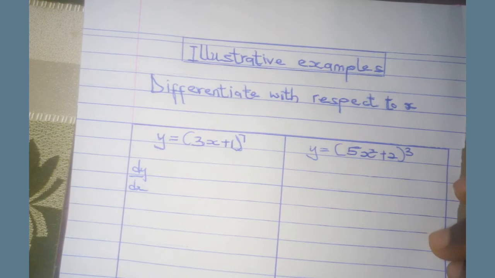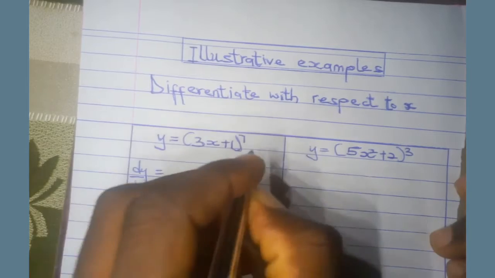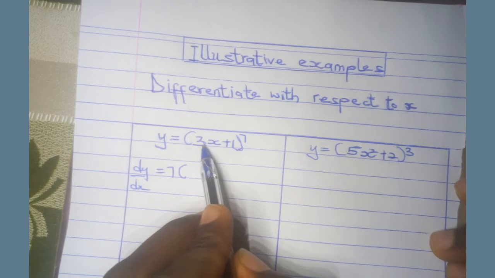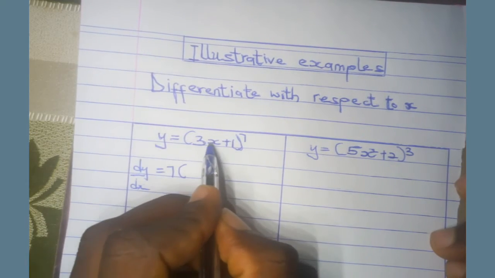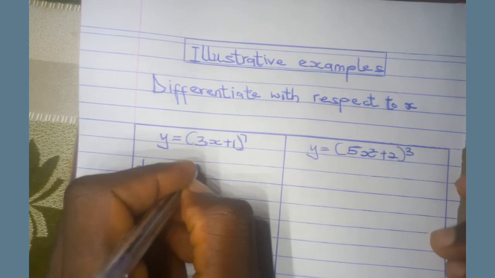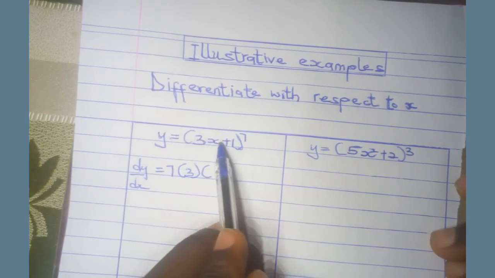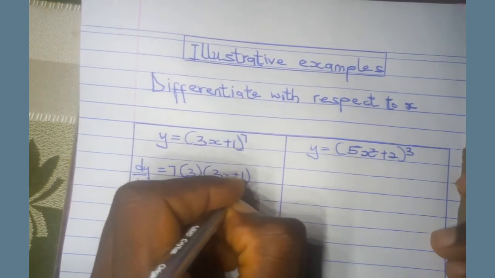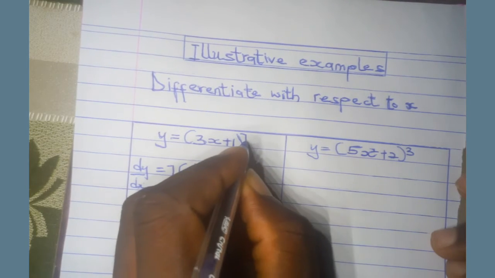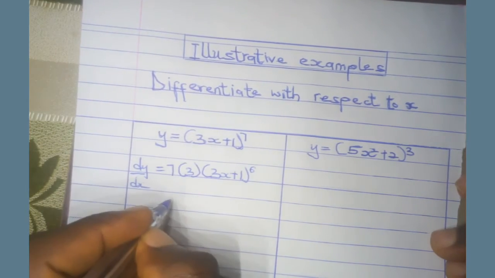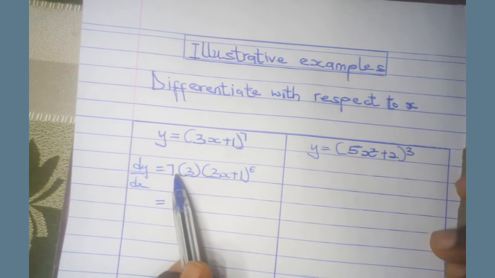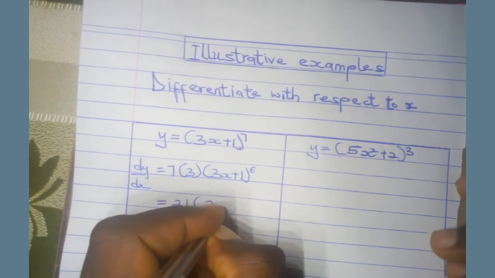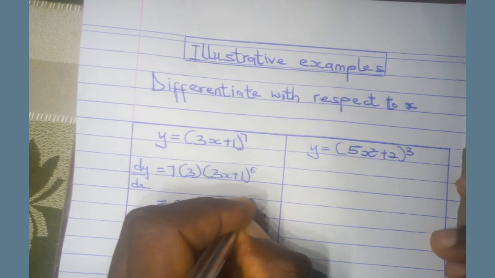So the derivative of y with respect to x is equal to the 7 over here, and you differentiate what is in the bracket. That's when I differentiate 3x plus 1, I'll get 3. After that, I'll multiply it by this expression, that is 3x plus 1. Now reduce the power by 1, so 7 minus 1, which is 6. Now 7 times 3 is 21 times (3x plus 1) all raised to the power 6.